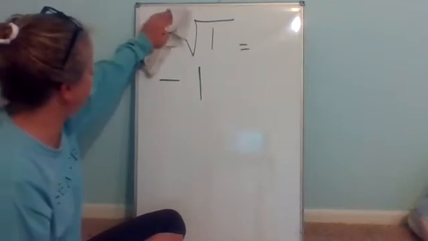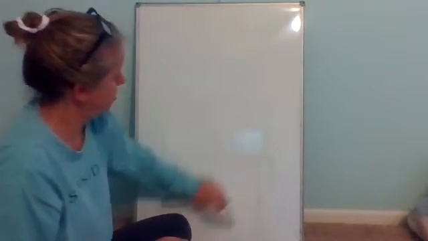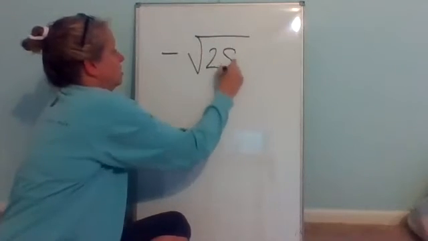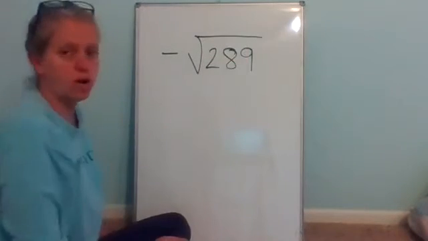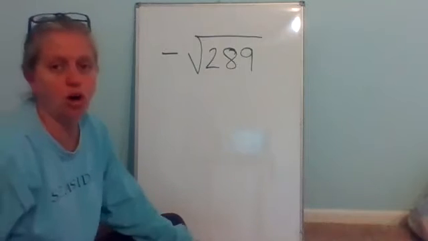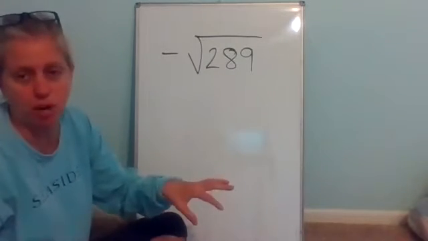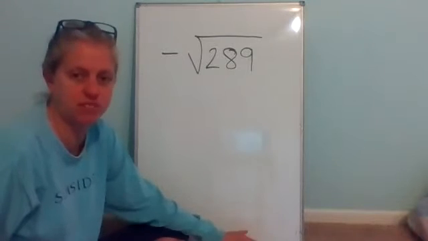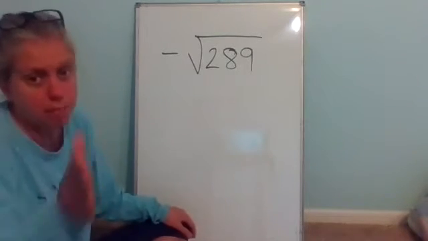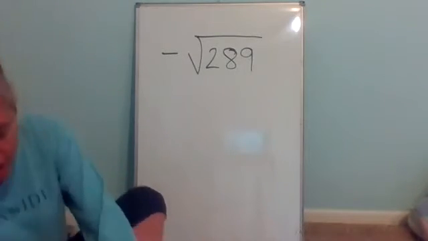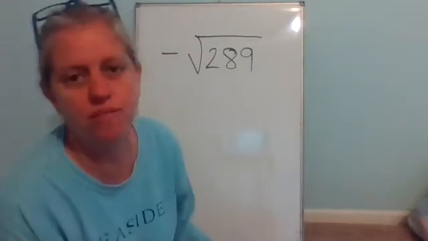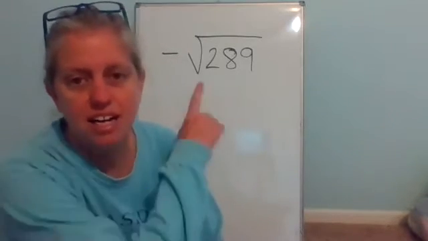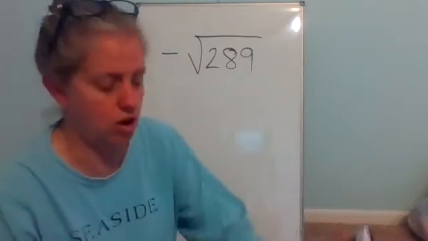Okay, let's look at number 5. Number 5 has a negative on the outside, and the square root of 289. So the list had to stop somewhere. The highest perfect square on the list was 15 times 15, which is 225, okay? But the list actually goes on forever. So if it's not in our list, let's look at what we would do on our calculator to find the negative of the square root of 289.